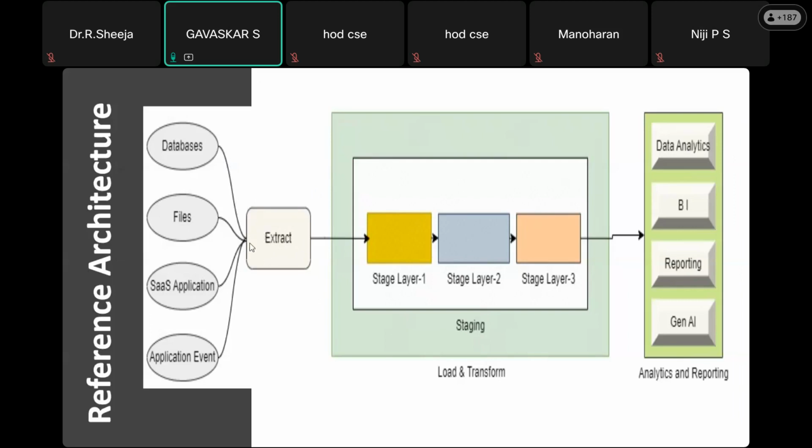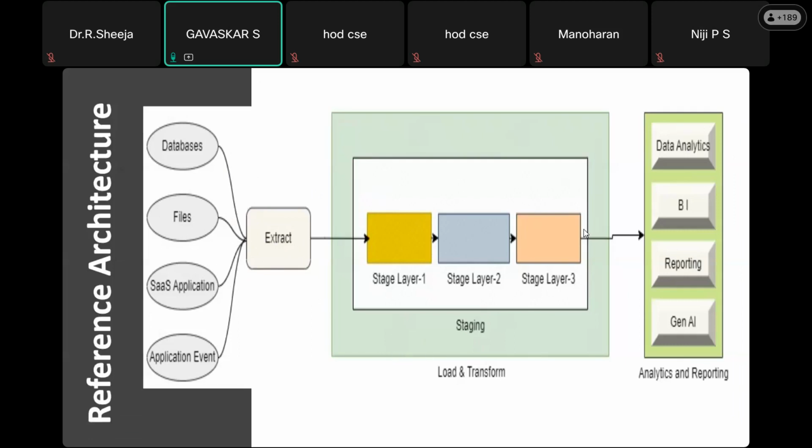Then files, this may be a CSV file or JSON file, or it may be an Excel file. And SaaS applications, you can connect to the SaaS application by using API. API connectors will be there for extracting the data, and application events. From some application events, we can get the data. You can consider databases, files, SaaS applications, and application events as a data source, and you are extracting the data from the data source, and we are going to load the data in the data warehouse.